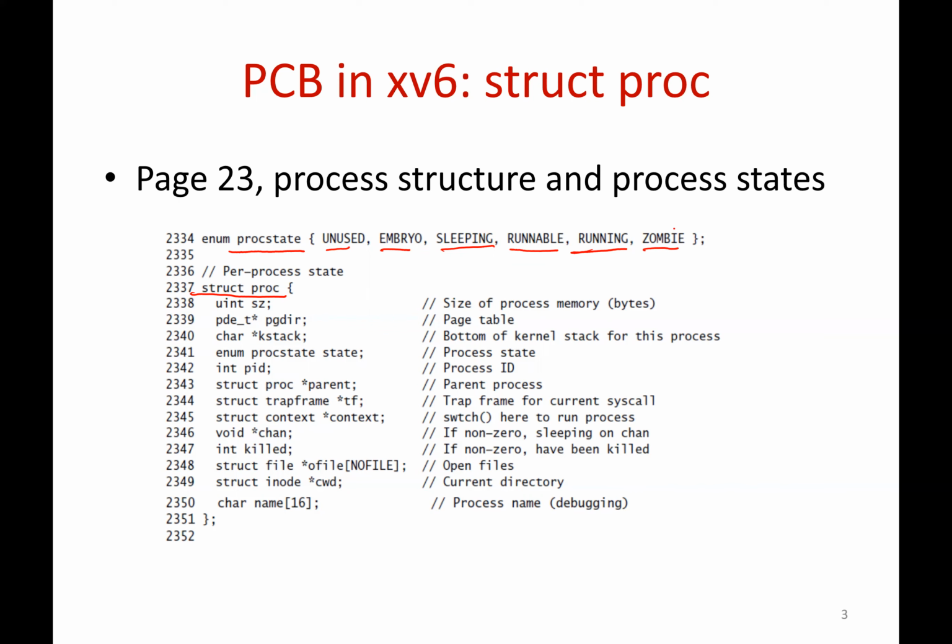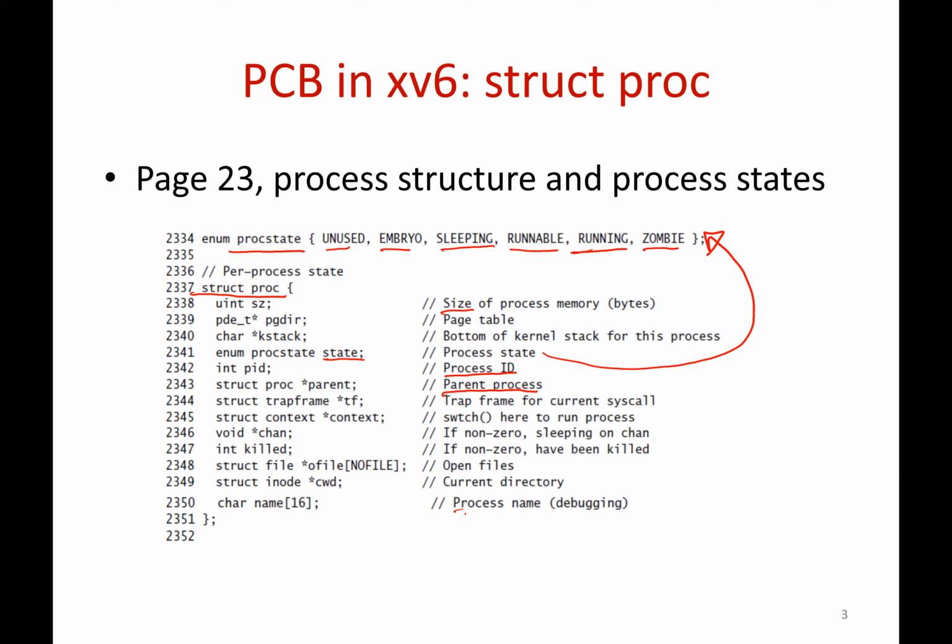Okay, so what are all the fields that the struct proc has? Of course, one field is the state, which is one of these values, right? The PCB has information about what state the process is in currently. And it has information like the size of the process. It has something called the page table and kernel stack. We'll come to that later. It has a pointer to the parent process. It has a process ID. Every process has a unique identifier in the system. And there's something called a trap frame, context structure. All of these we'll study later on as part of the course.